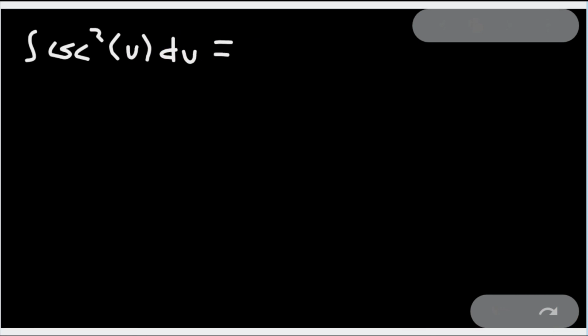Let's try the fourth integration of the trigonometric function, fourth general rule rather. So it states that the integral of cosecant squared u du is equal to negative cotangent u over the derivative of u plus c.